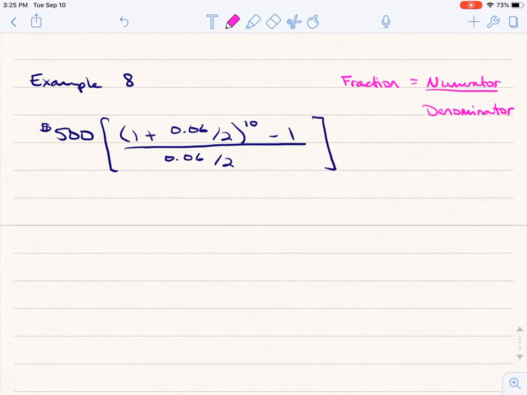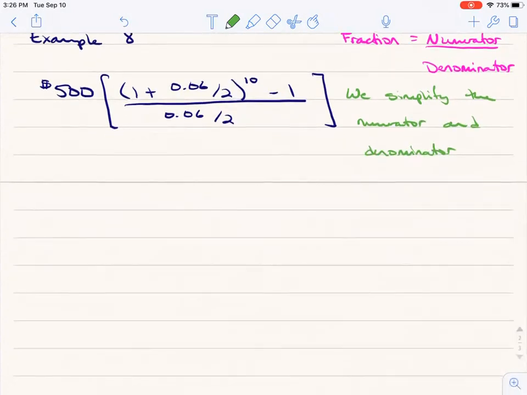We've got a fraction here, and what I was about to say was that we're going to simplify the numerator and the denominator separately. It doesn't actually matter which you simplify first. You can do them side by side if you want to. So what I'm going to do in this cheater step is when I do 0.06 divided by 2 up here, I'm also going to simplify it down here just because I can. So we're treating them separately. We simplify the numerator and denominator separately.